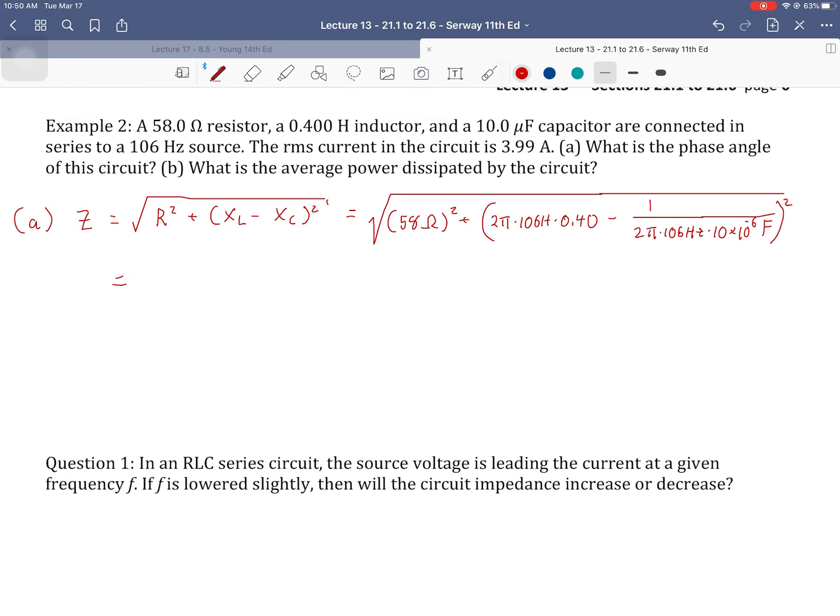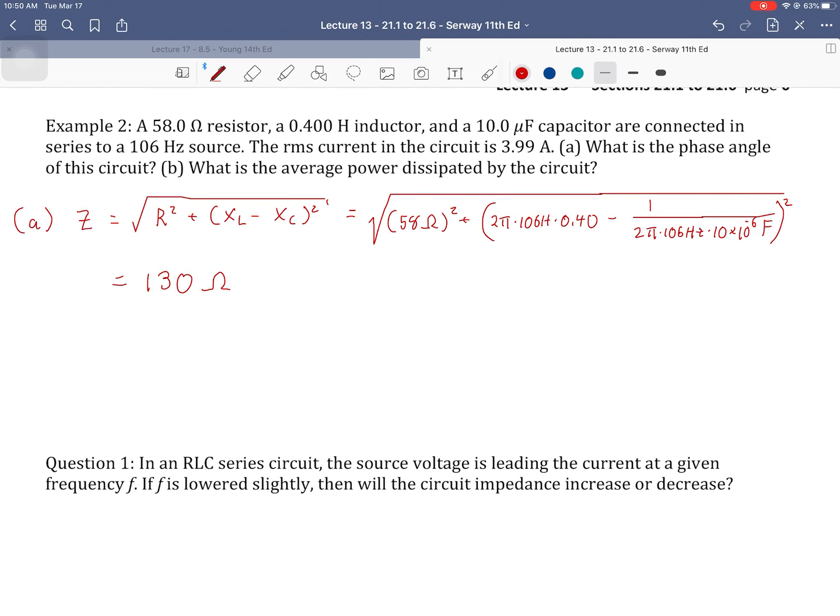Okay, so I get a total impedance. Once I check the form on my calculator, everything checks out. I have all the squares where I need them, everything's inside the root. So I end up with 130 ohms. That's my total impedance of the circuit.